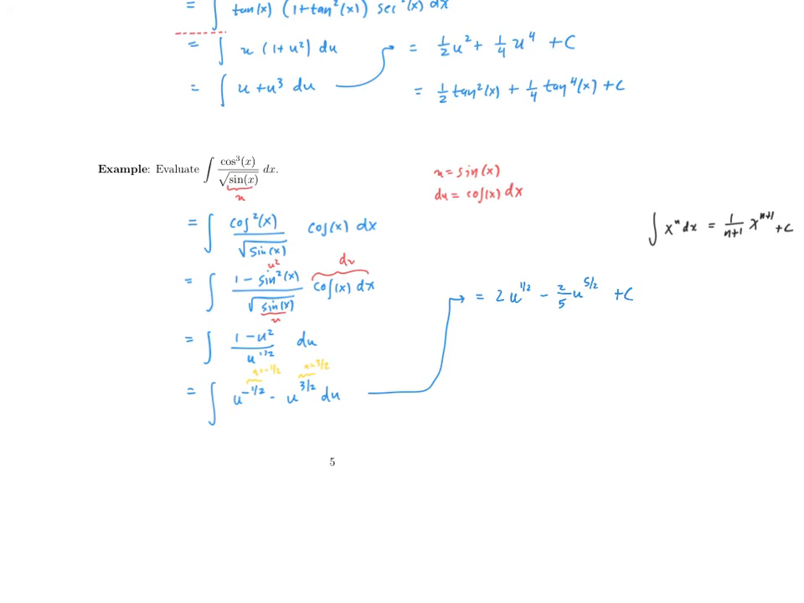And then as usual, we finish by resubstituting. So I'll write this as 2 square roots of sine x, which you could leave as a 1/2 power, minus 2/5 sine x to the 5/2, all plus c. And this completes our example and the current discussion.